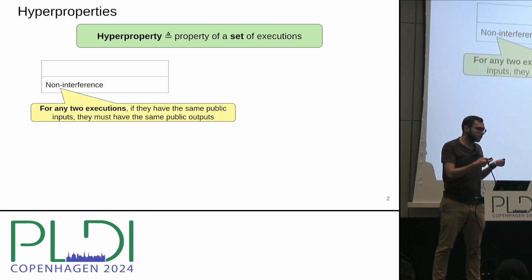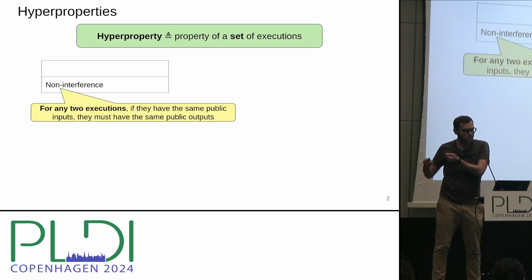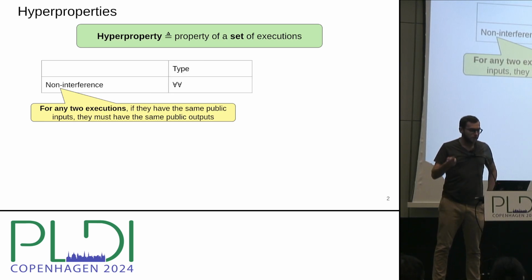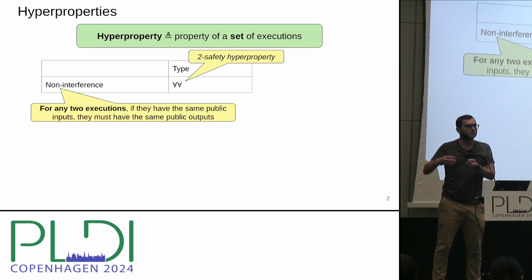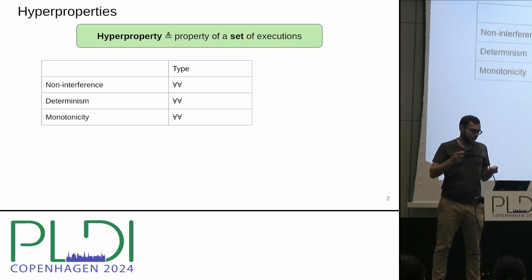So more formally, it says that for any two executions, if they have the same public inputs, then they must have the same public outputs. So these hyperproperties universally quantify over pairs of two executions. So this is also called the two-safety hyperproperties. And there are many other two-safety hyperproperties, such as determinism. Two executions with the same inputs should result in the same outputs, or monotonicity.